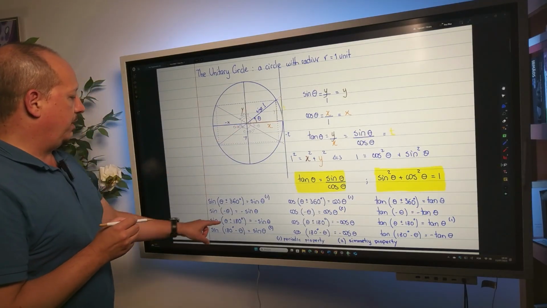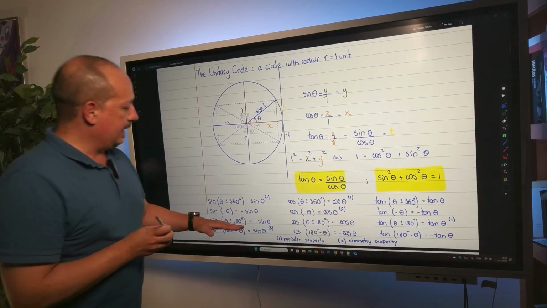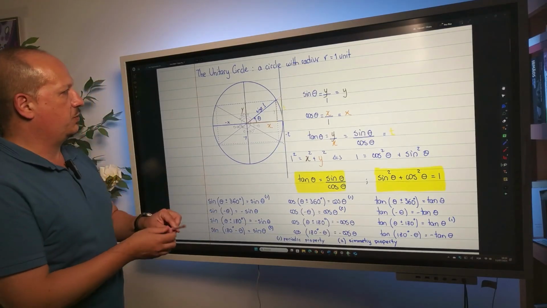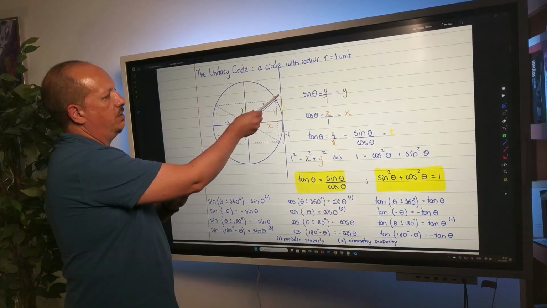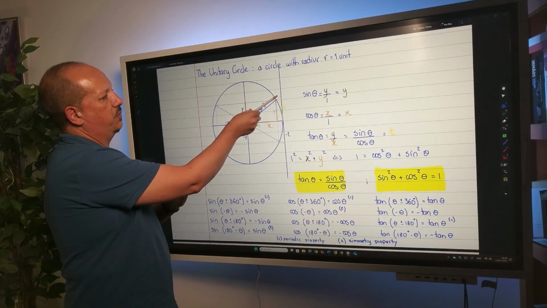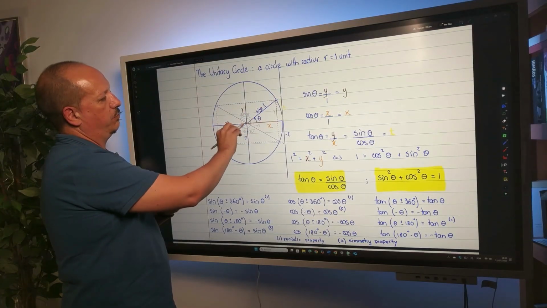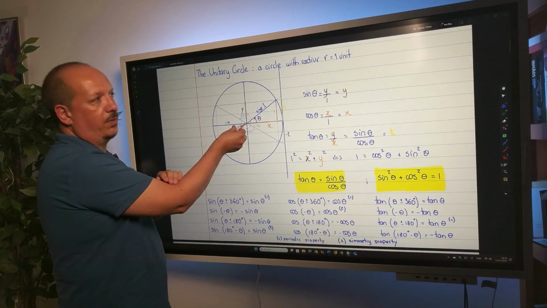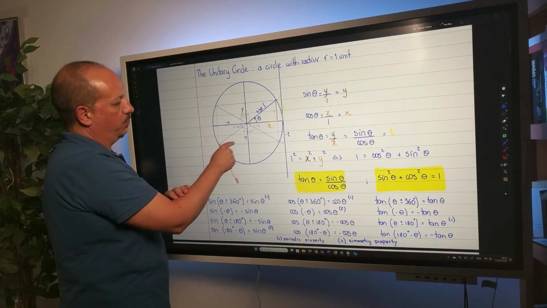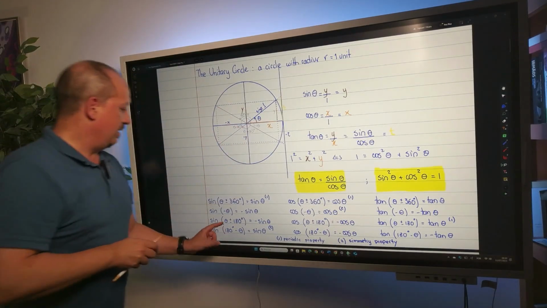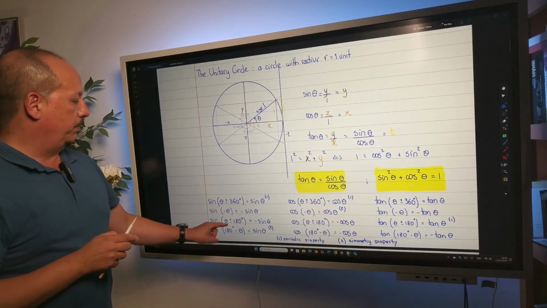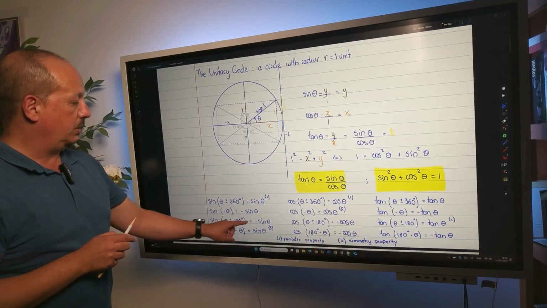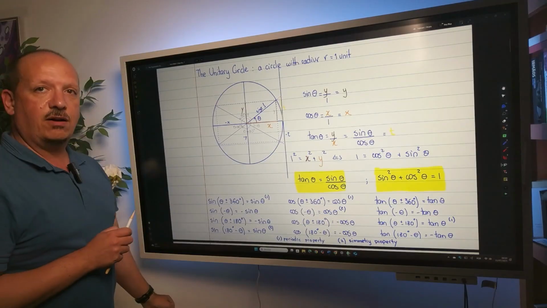Sine of an angle, and then you add or subtract half of a circle. So let's say that you start here, and then you add half of a circle, 180 degrees. You end up over here, right? If you start over here and you subtract, you end up over here as well. And what is the sine? It is going to be minus y, right? So sine of an angle plus or minus half of a circle is minus sine of that angle.